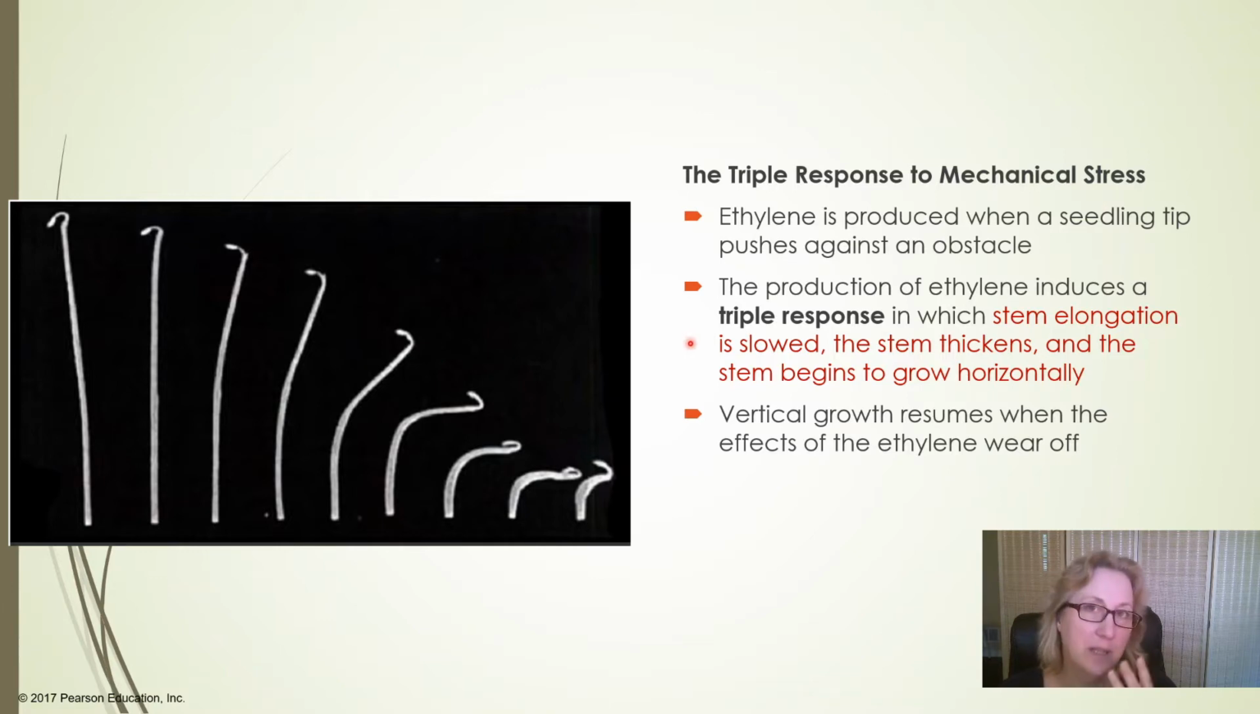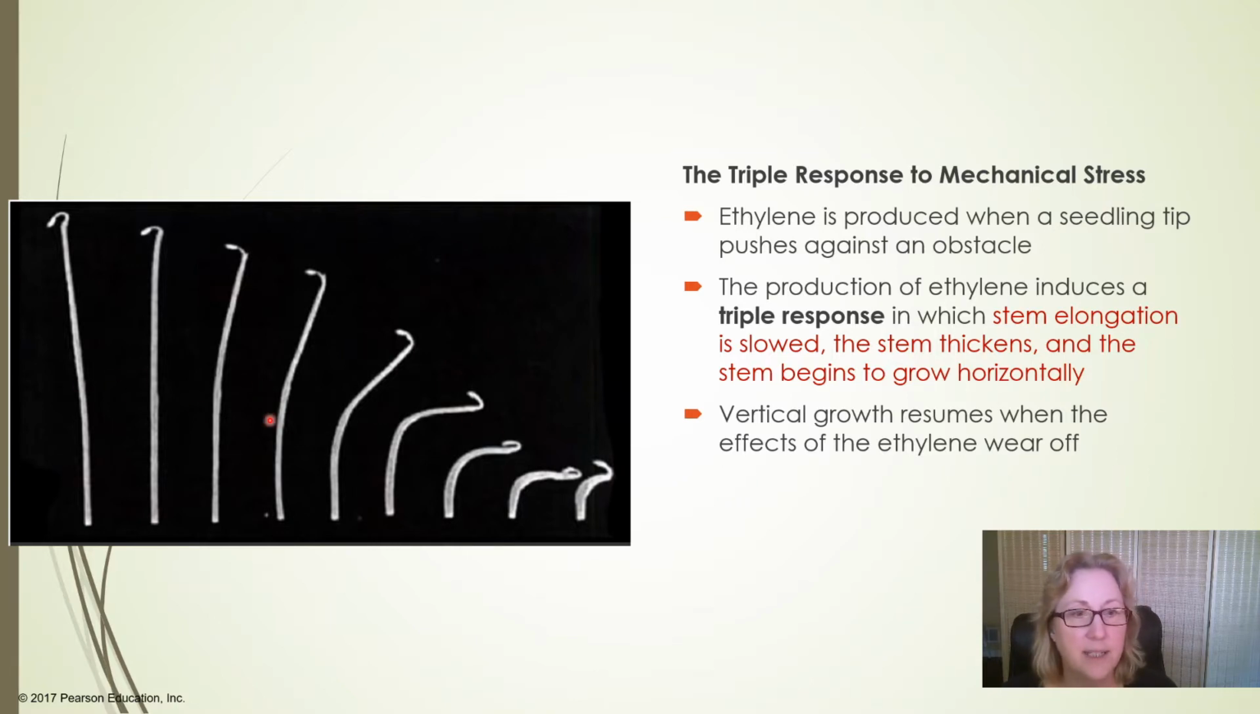So the three things that happen in the triple response are: the stem is shorter, so stem elongation is slowed, the stem gets thicker, and it starts to grow horizontally. And this would be, if a seed is starting to grow and there's actually a rock on top of it, it will allow it to go around the obstacle. So this is an adaptation for emergence from the soil.